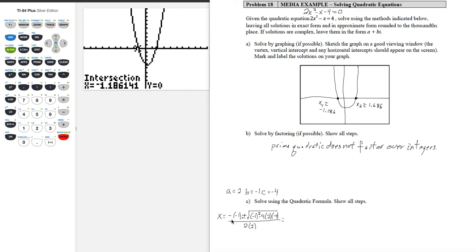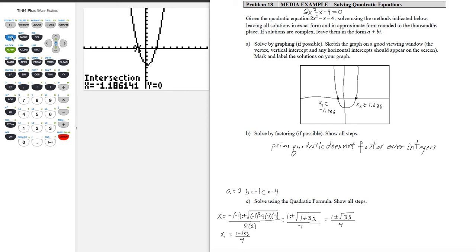I'm going to simplify. Negative negative 1 is 1 plus or minus the square root. Negative 1 squared is a 1. Negative times a negative is plus. 4 times 2 is 8 times 4 is 32. All of that divided by 4. So I get 1 plus or minus the square root of 33 over 4. x1 then is going to equal 1 minus the square root 33 over 4.